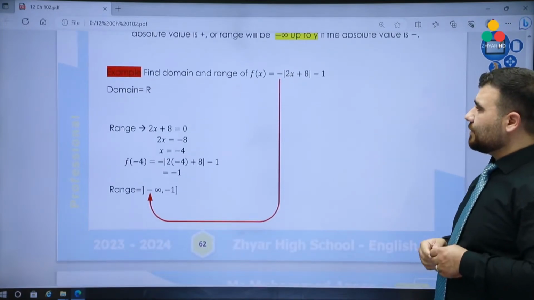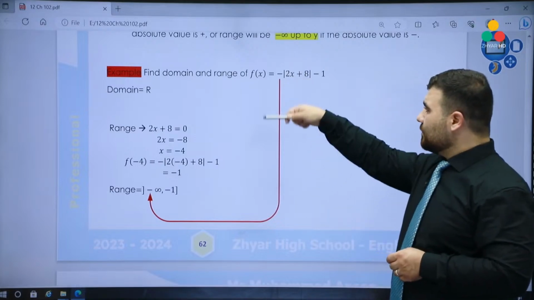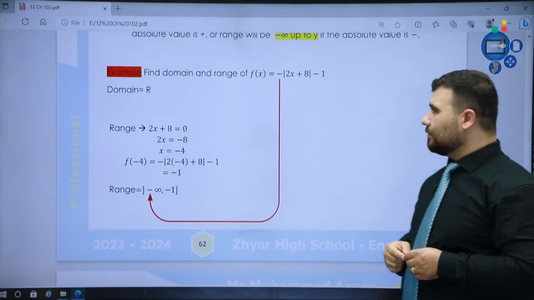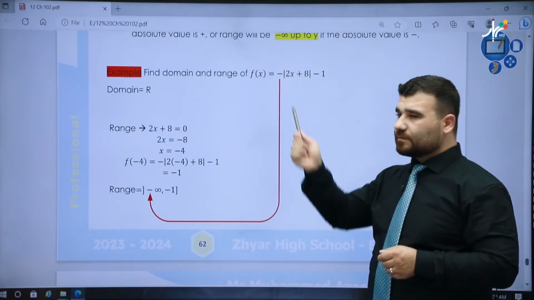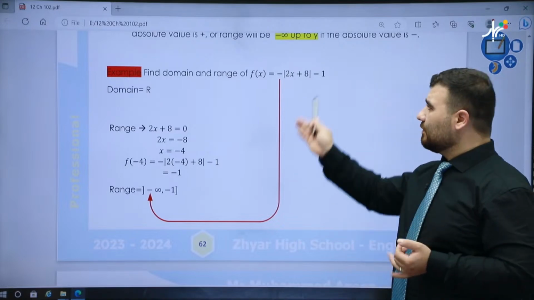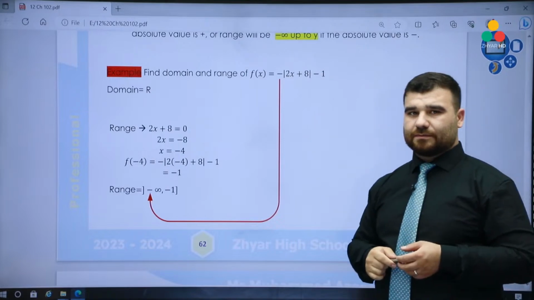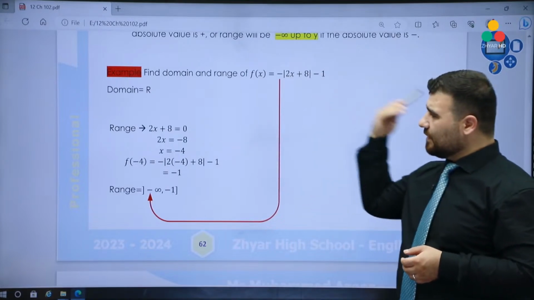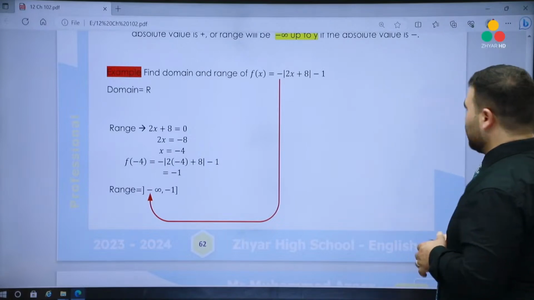Find domain and range of f(x) equal to negative absolute value 2x plus 8 minus 1. Now, because this function is not roots, it's not fraction, then directly the domain is all real numbers, or from negative infinity to infinity. To find range, we need to find the vertex.